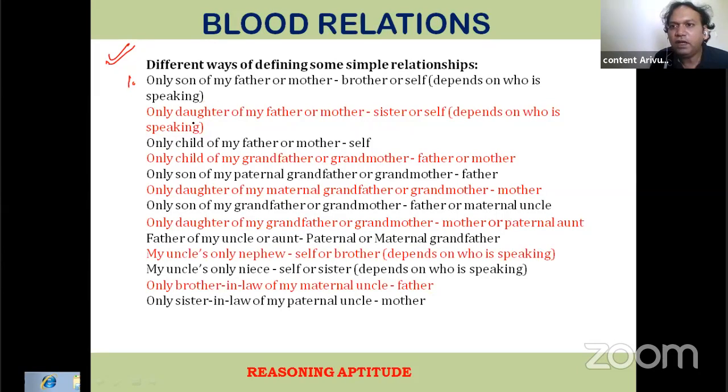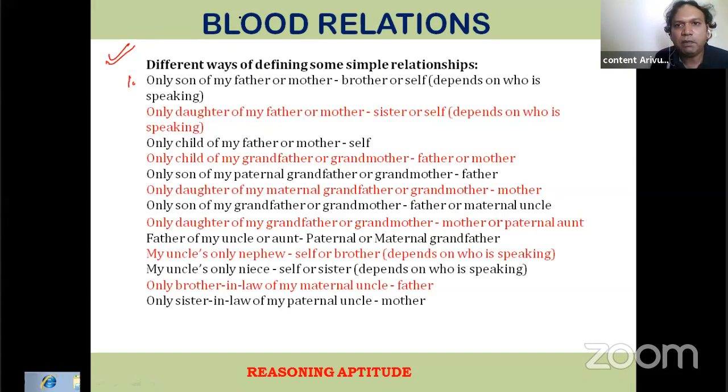If a girl is saying that this person is the only son of my father, then the girl is talking about her brother. But if a boy is pointing at a photograph and saying that this photograph is the photograph of the only son of my father, then that photograph is that boy's photograph himself, right? So self. If a boy is talking about this, he is referring to himself indirectly. And if a girl is making this statement, then she is talking about her only brother.